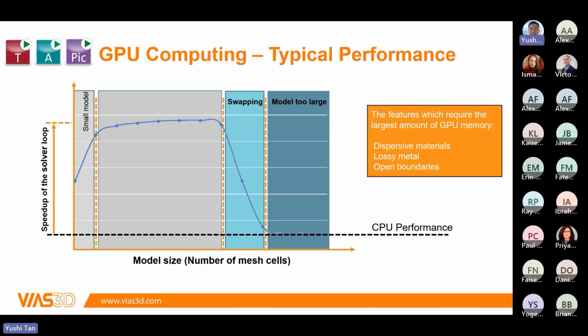Now I do want to talk about some factors that affect the GPU memory consumption. Dispersive materials, lossy metals, and open boundaries contribute to the GPU RAM consumption. But for most practical models, if you have to use some kind of dispersive model, you have to use it. So just keep in mind that these factors will affect the GPU RAM consumption.